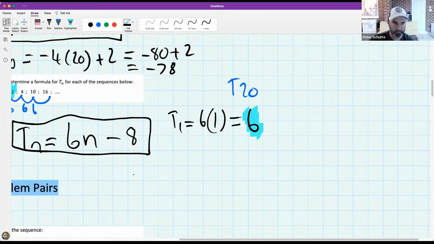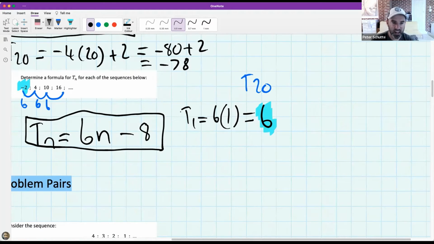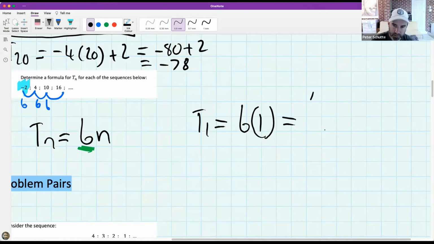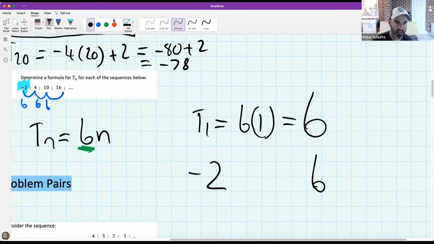So let's do that here. I think everyone is happy with the 6n part. So it's going up in sixes. And so we have a 6n. But the problem we have is if we work out what term 1 is, using the formula I currently have, my first term is 6. But that's not true because in the question, the first term is -2. So I've got a problem. I need to get to -2, but I'm stuck at 6. So what is the journey to get from 6 to -2?